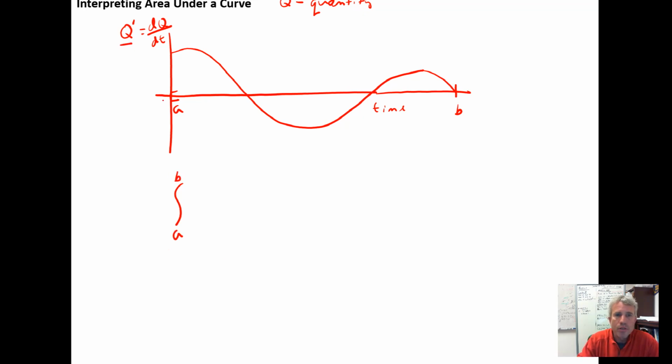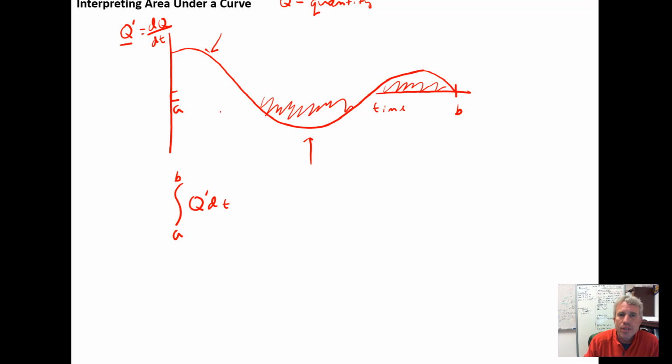we know if the curve is Q prime, and we do Q prime dt, this is a time axis, we know that this integral from the fundamental theorem of calculus is going to give us the signed area under the curve. And we may have positive area where the curve is above the x-axis, negative area where the curve is below the x-axis. And the question is, if we use the fundamental theorem of calculus to calculate the signed area underneath this curve, what does that area represent or tell us?